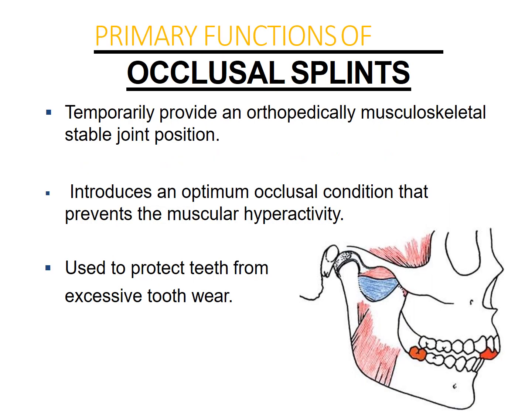Okay, the primary function of occlusal splint is to provide a temporary, stable joint position, because when the teeth don't come in contact, they don't cause the condyle to slide into an unfavorable position. Okay, and they are also used to protect the teeth from the excessive wear which has already happened.